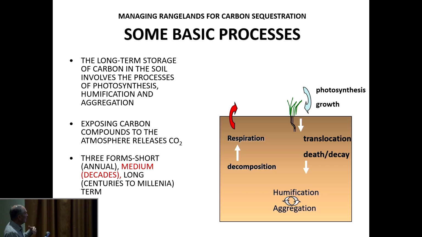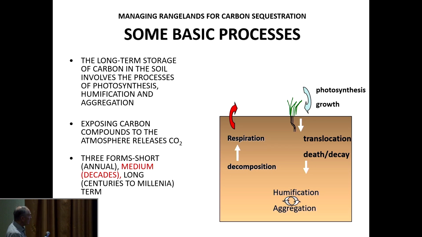That long-term storage involves all of those things. The main difference between rangelands and forest and production agriculture is tillage. When you till, you expose those carbon compounds to oxygen in the atmosphere, and that increases respiration and carbon loss. In rangelands and in forests, we typically don't have that soil disturbance. So that's one thing that we've got going for us.